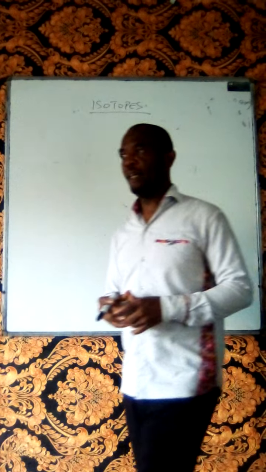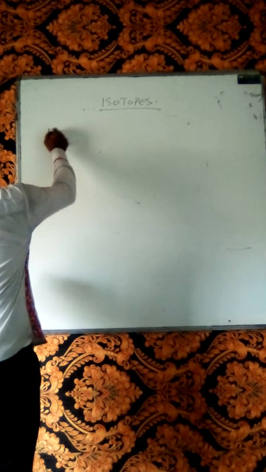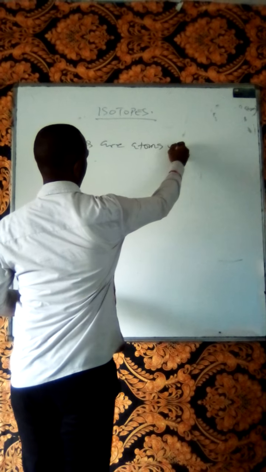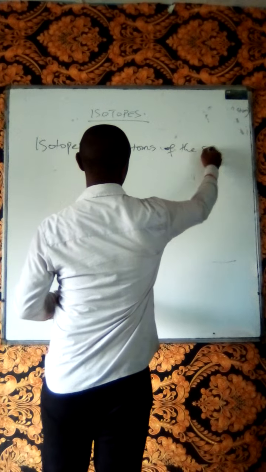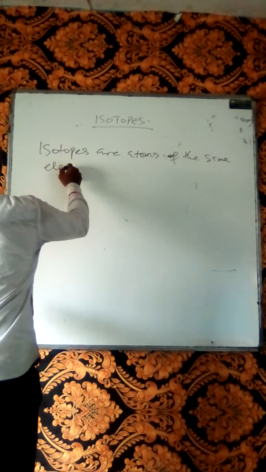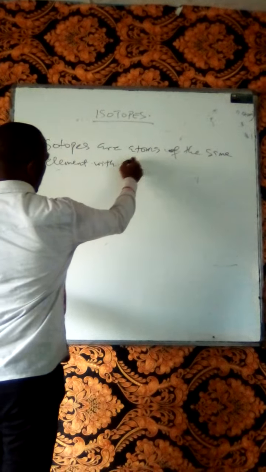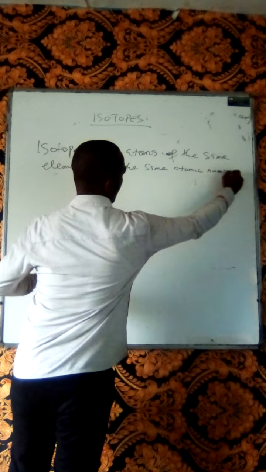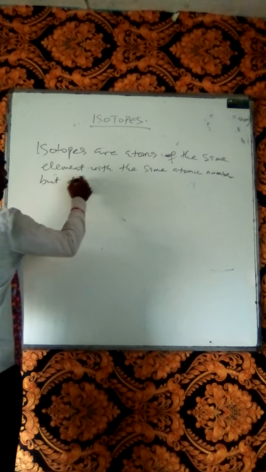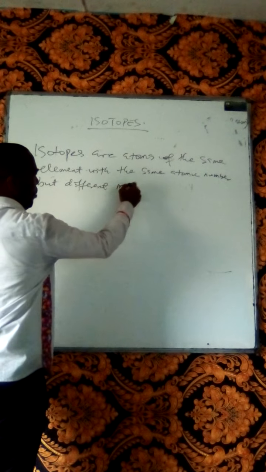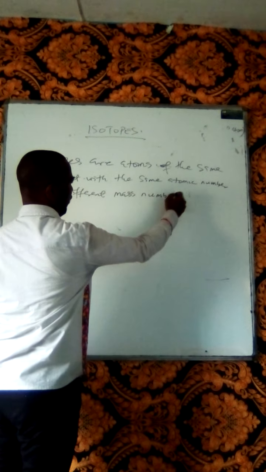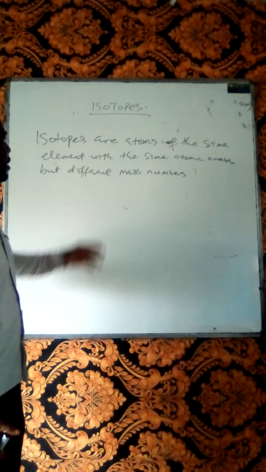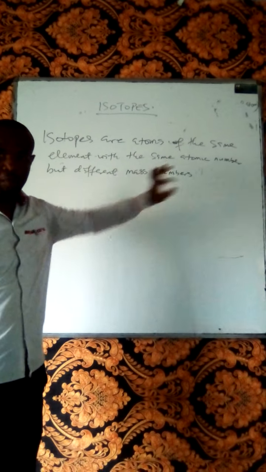Isotopes. So what are isotopes in chemistry? We said that isotopes are atoms of the same element with the same atomic number but different mass numbers. So the word isotope refers to atoms that belong to the same element. However, they have the same atomic number but different mass numbers.